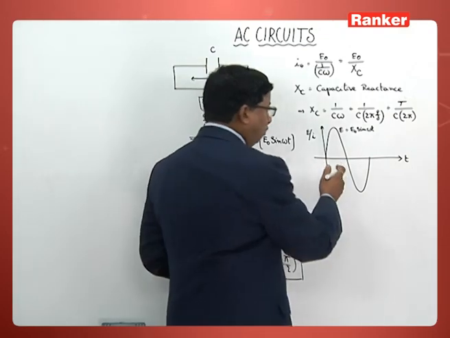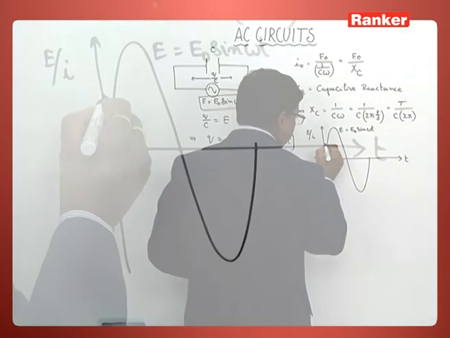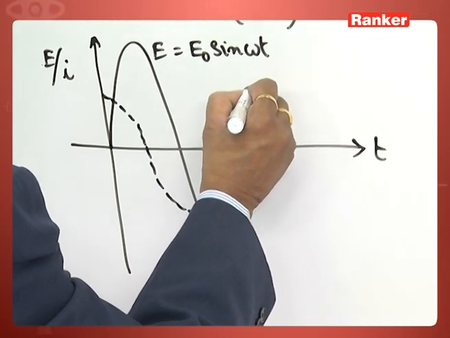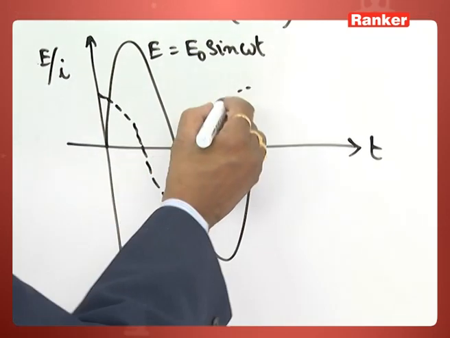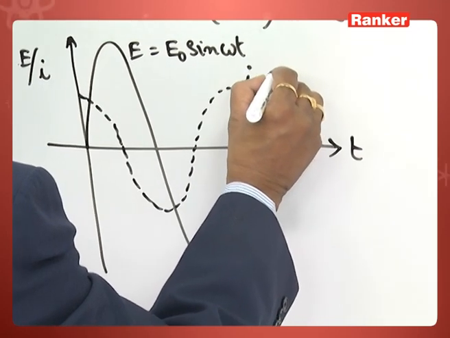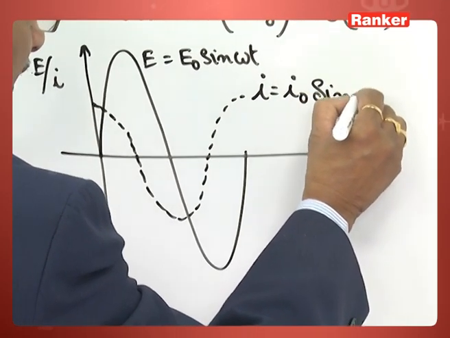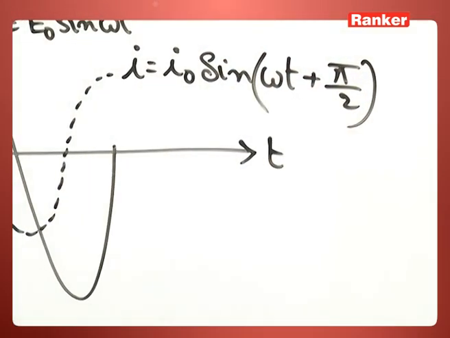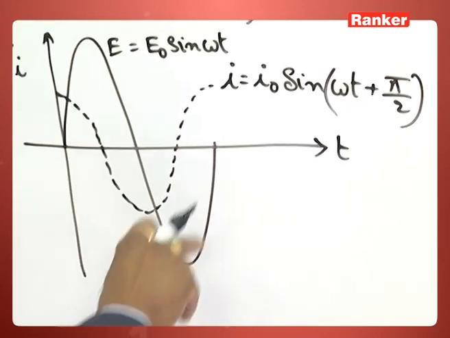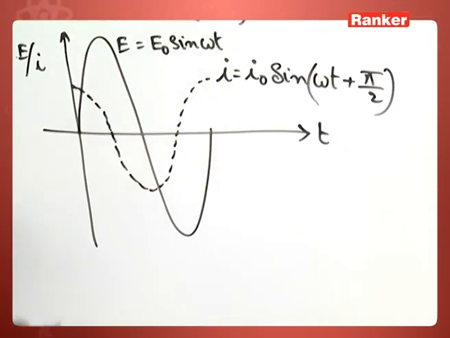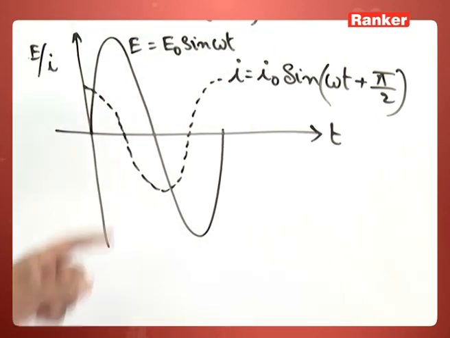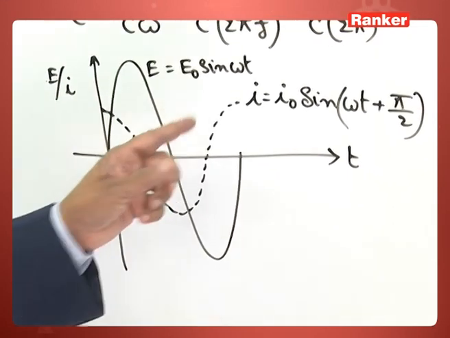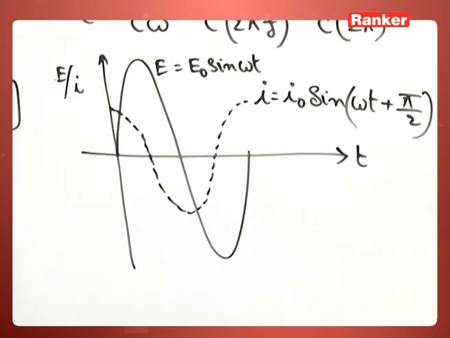So what can we write now? The other graph for current now should be plotted this way. This dotted one now gives you I is equal to I naught sin omega t plus pi by 2. So this is the graphical representation for EMF. This is the graphical representation for the current. By looking at this graph itself, one can understand straight away that the current is leading the EMF by pi by 2 radian.